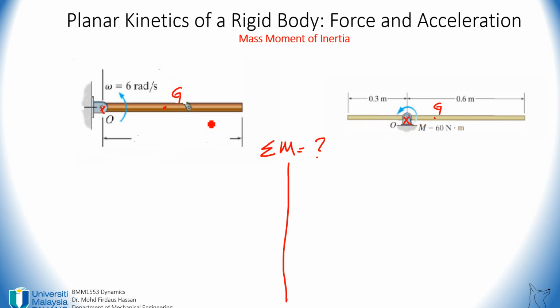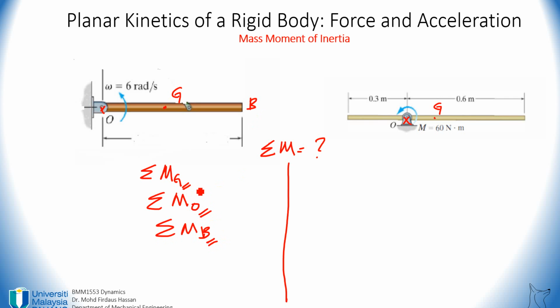Now the summation of moment. Sometimes you find summation of moment at G, summation of moment at O, or summation of moment at some point. For example, let's say you have a point B here at B. How to define this one?